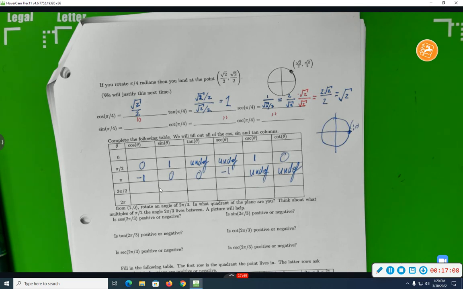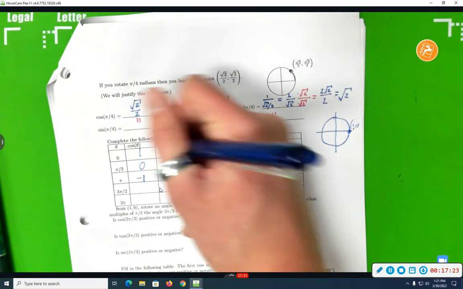So, if you start at 1, 0, you rotate by 0, you land at 1, 0. So what's the x-coordinate that you land on? 1. And the y-coordinate is 0. So cosine of 0 is 1. Sine of 0 is 0.